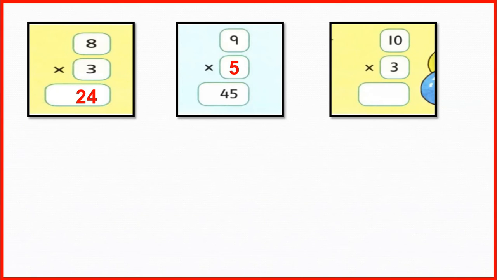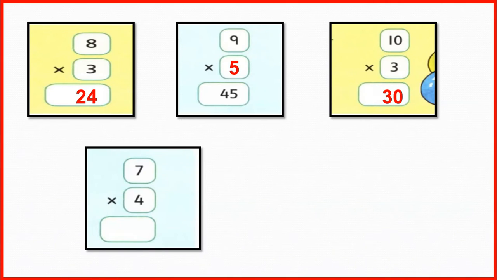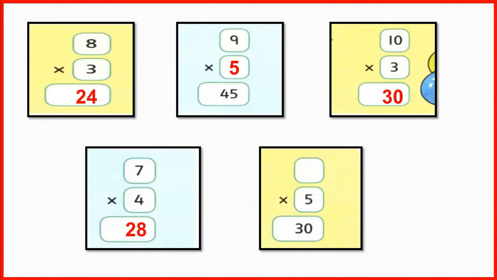Now 10 3s are? 30. 7 4s are? 28. Now you tell me, how many times we have to multiply 5 that the number comes 30? Yes, we have to multiply 6 times 5 that then the number comes 30.